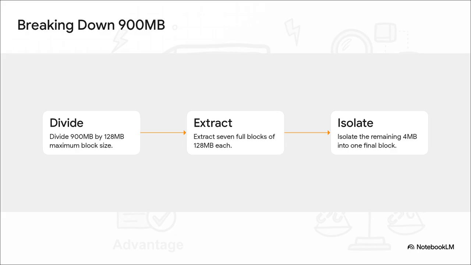First, it divides that total 900 megabytes by our 128 megabyte maximum block size limit. That math gives us exactly 7 full blocks. But 7 times 128 is only 896 megabytes, right? That leaves us with 4 megabytes left over. So HDFS just isolates that remaining data and pops it into one final, smaller block.